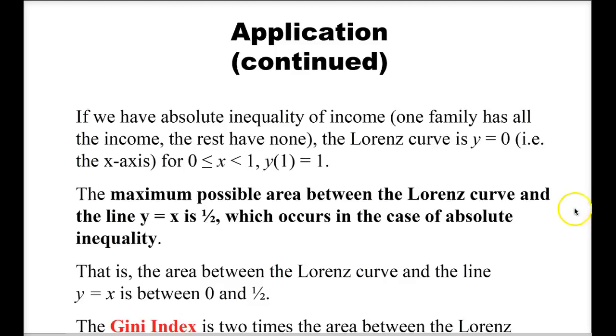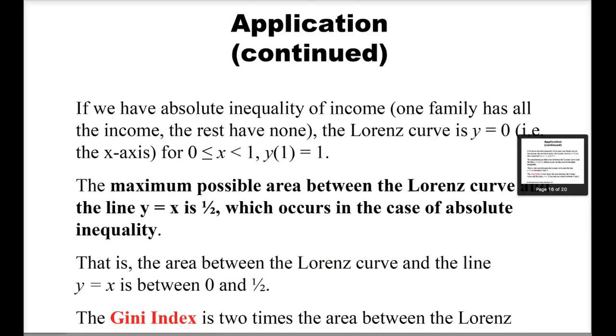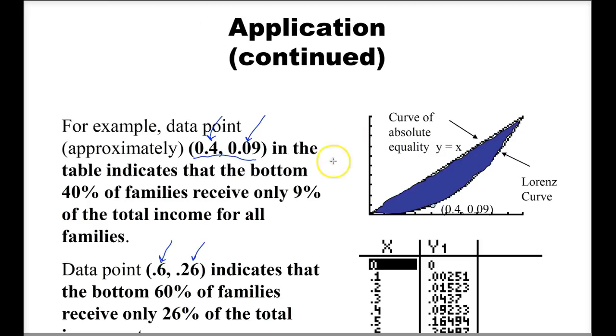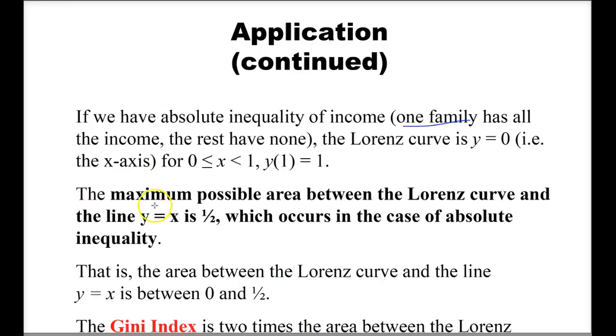All right, so now we're going to see where the Gini index comes into all of this. And so it says if we have absolute inequality of income, that means literally like it's feudal times. We have one family that has all the income and the rest have none. Then the Lorenz curve looks like y equals 0. And so I'll jump back here. That would be like here on the x-axis here. And then of course right here, this would jump up. And of course the one family that has all the income would be right there. Okay. So that's what they mean by that.